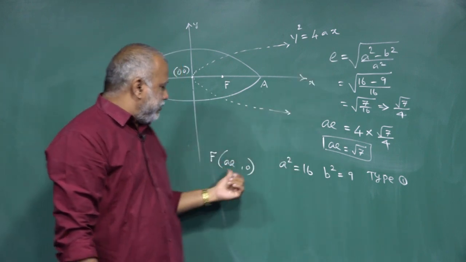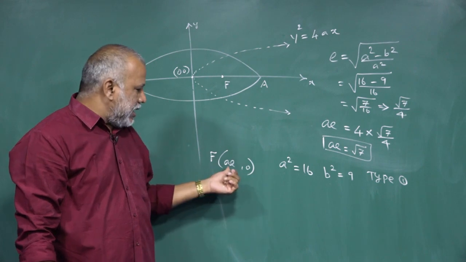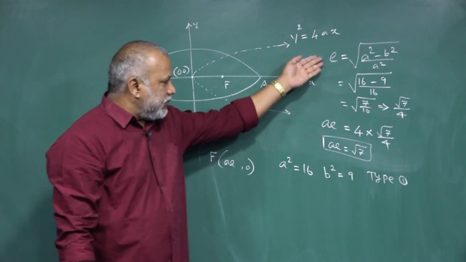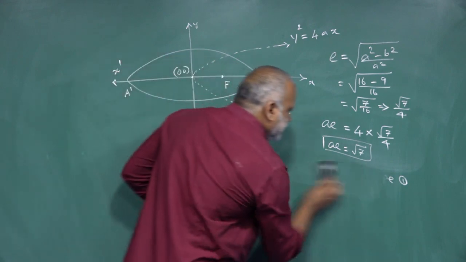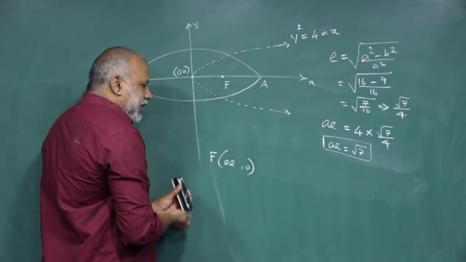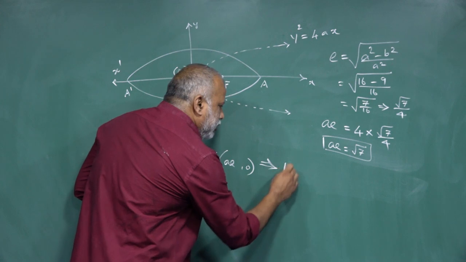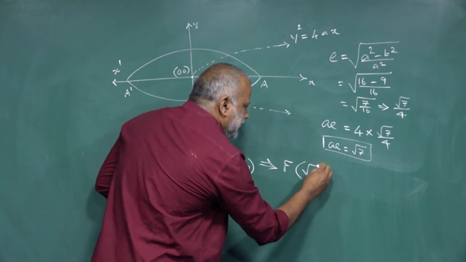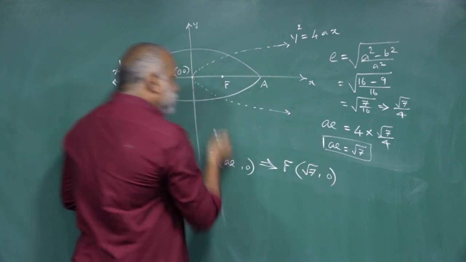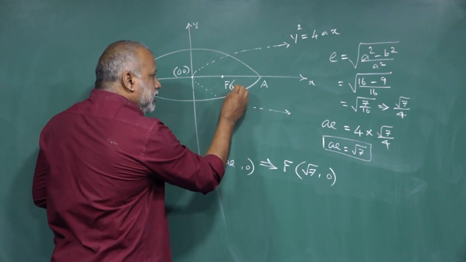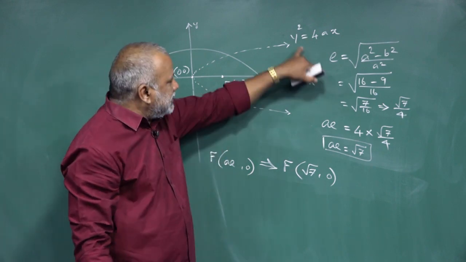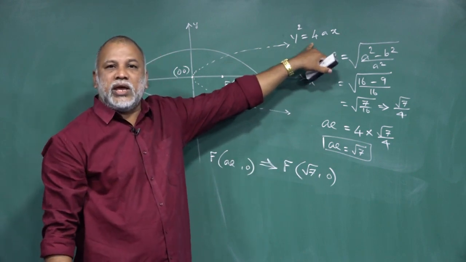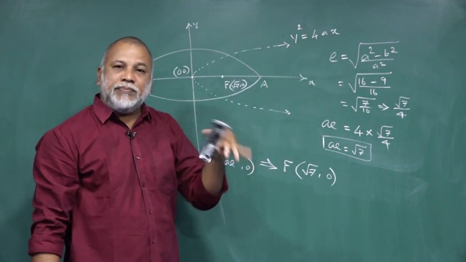So we need the focus. What is the value of the focus? AE comma 0. So find out E and also AE. Now focus F is AE comma 0. We can substitute the data: root 7 comma 0. So now this F is root 7 comma 0. You have worked it out. What is the standard equation? Y squared equal to 4AX. This is the standard equation of the parabola.